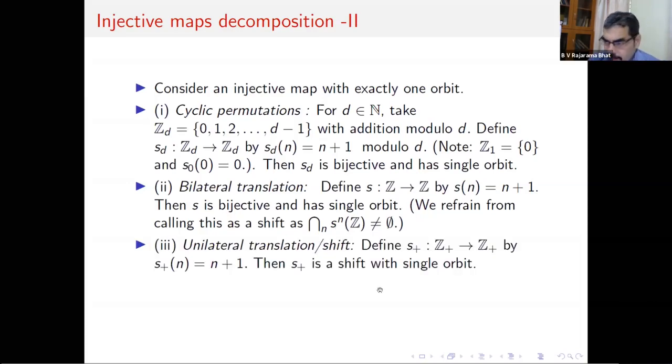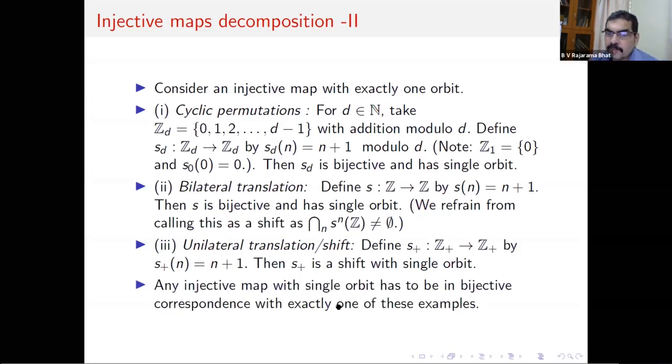Then unilateral translation. In Z plus we have the shift. This is like the shift we have in L2Z plus, the shift operator we are familiar with, the unilateral shift. It is exactly like that if you just look at the natural basis. So any injective map with a single orbit has to be one of these types: either a cyclic permutation, or bilateral translation, or unilateral translation, the unilateral shift. So it will be in bijective correspondence with exactly one of these.